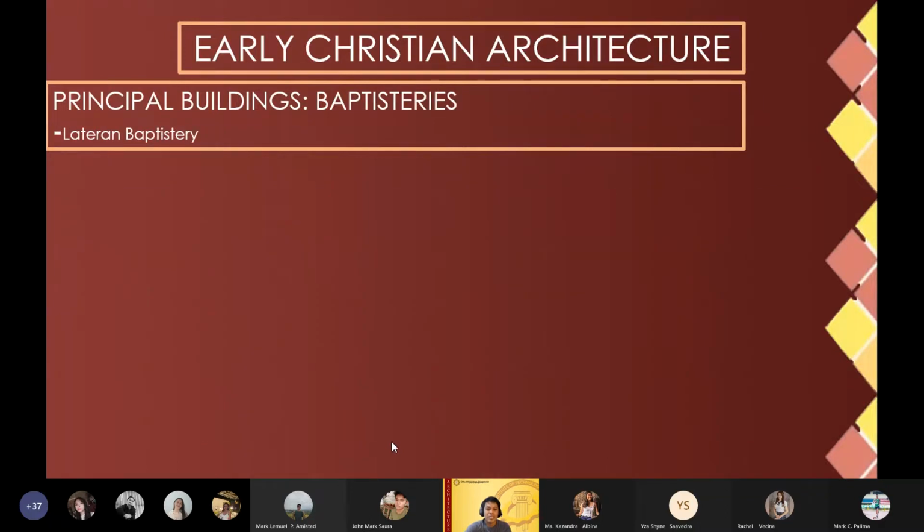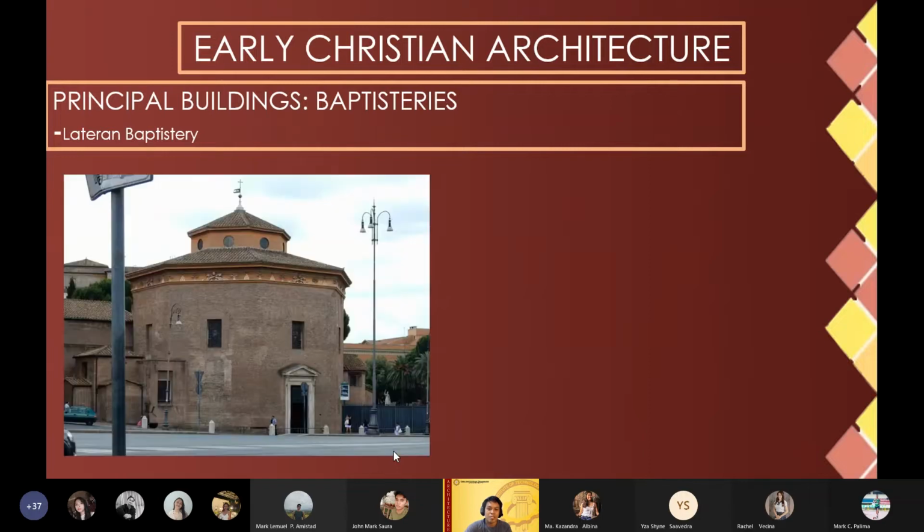So another type of structure under early Christian architecture is the baptisteries. So what form did baptisteries take during early Christian architecture? It looks like this. It's simple, right? It's not the same as the Pisa baptistery, which has many ornaments. So this one is simple, made of bricks, with a simple roof and small windows.